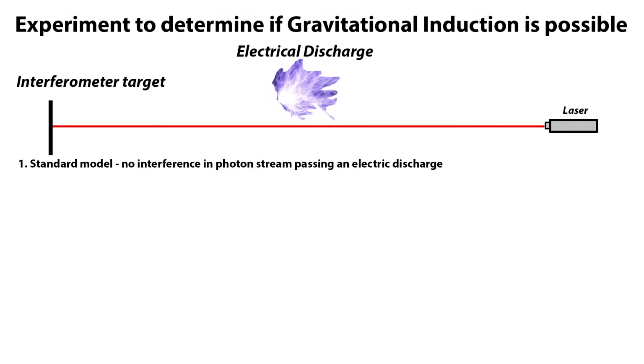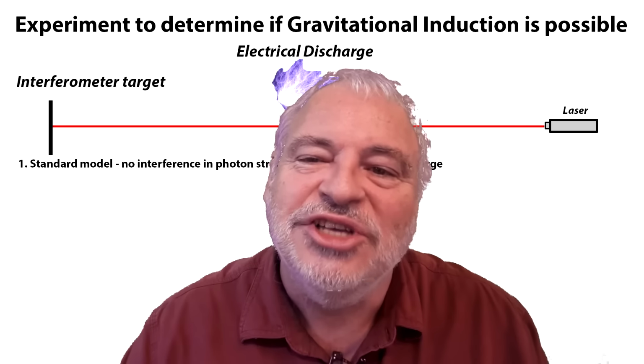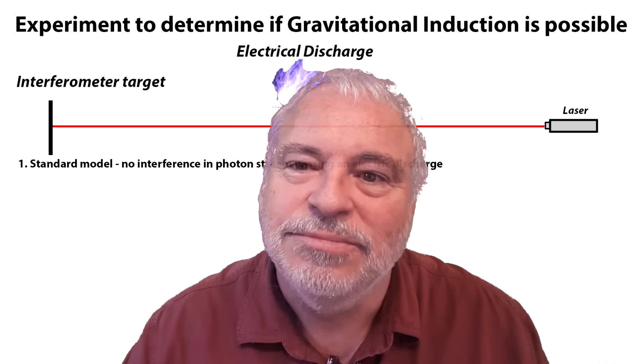According to present theory, photons are not responsive to electromagnetic fields. Only gravity can alter the path of an unobstructed photon. Consequently, a laser beam of photons passing an electrical discharge and arriving at an interferometer is expected to denote no deviation caused by the discharge. This is an untested assumption.